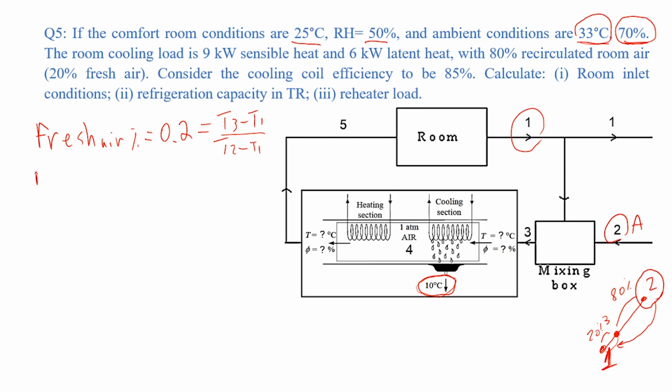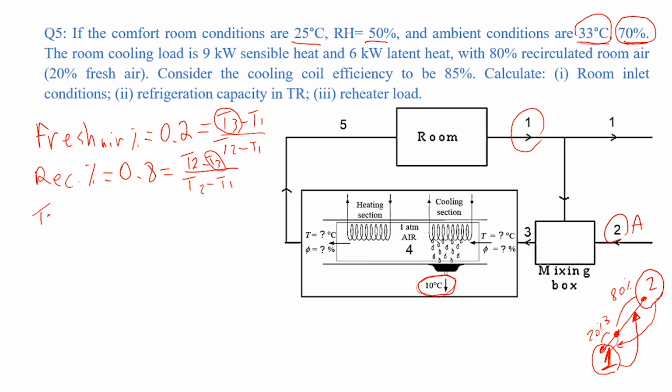Similarly, we can take recirculation percent, which is 80% or 0.8. Recirculation will be represented in this case by the room temperature. So in this case, we will take the far side, which is 2 minus 3. It will be T2 minus T3 divided by T2 minus T1. We can use either one to calculate T3.